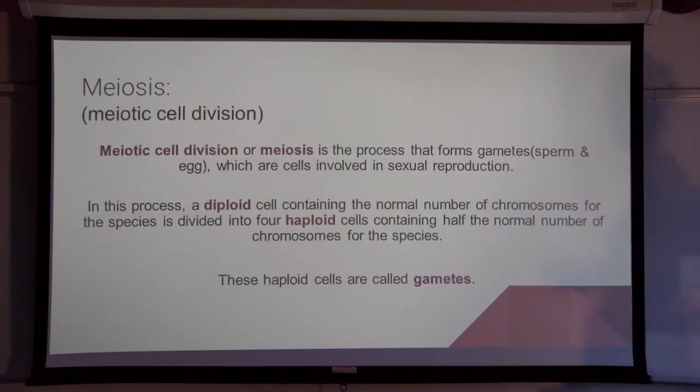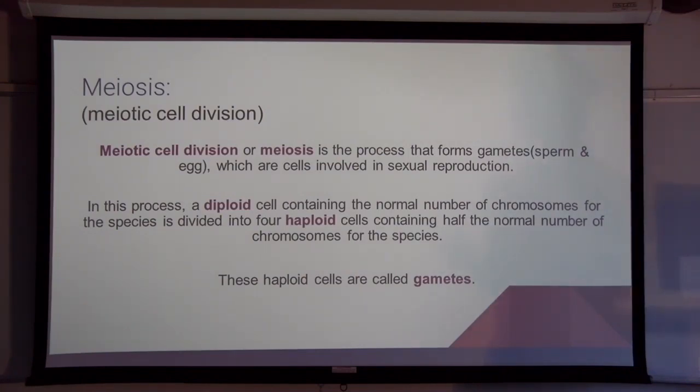So let's go over to meiosis. Meiosis, also referred to as meiotic cell division, occurs in the formation of gametes, sperm and egg cells. Gametes are sperm and egg cells. These are produced for sexual reproduction.